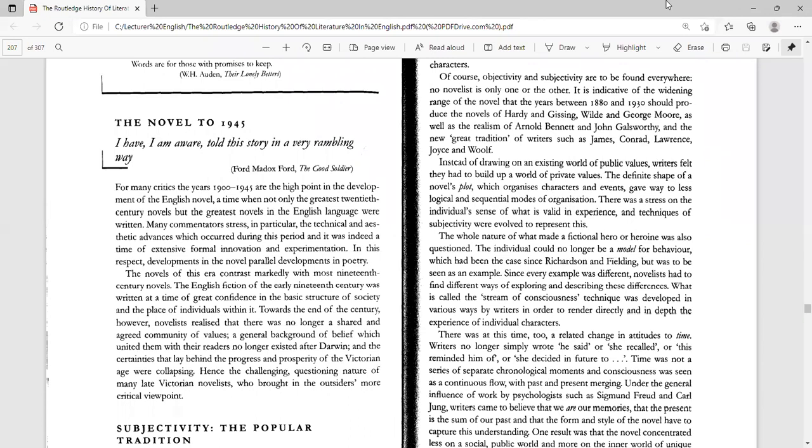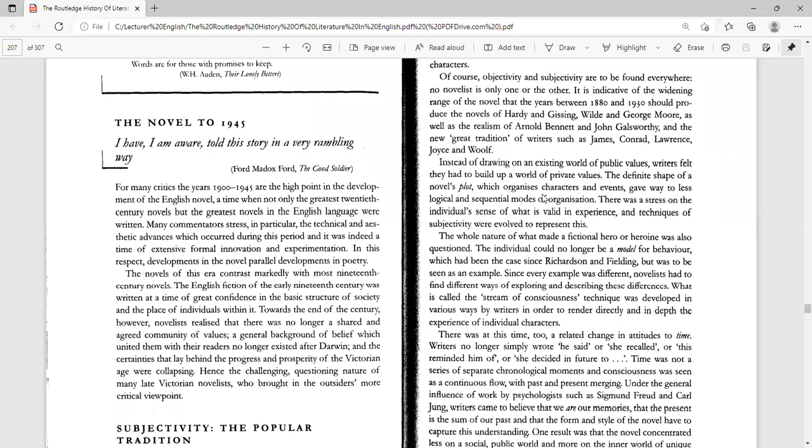Of course, objectivity and subjectivity are to be found everywhere. No novelist is only one, meaning only objective or subjective. Instead of drawing on an existing world of public values, E.M. Forster, Joseph Conrad, and Kipling felt they had to build up a world of private values. And because of that focus on private values, we can say subjectivity was seen in their tradition.